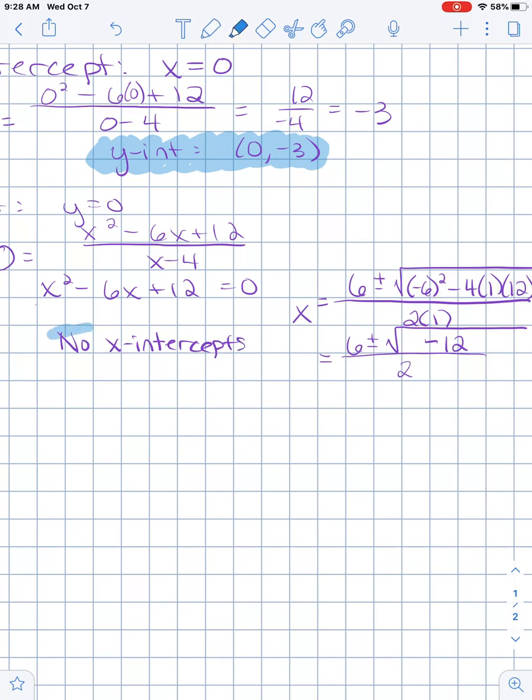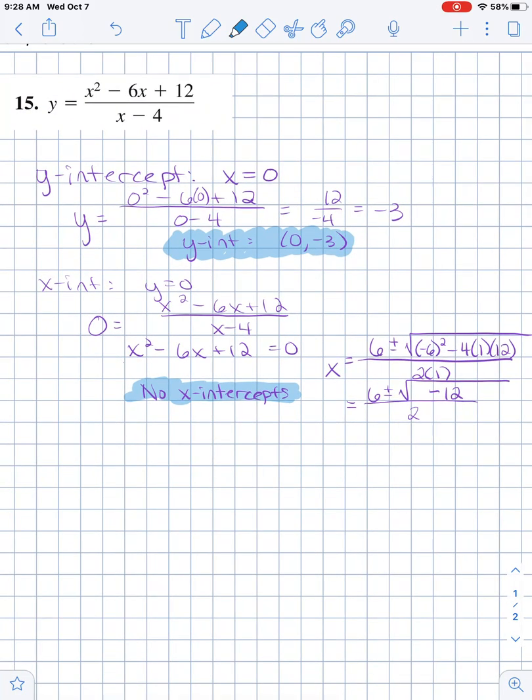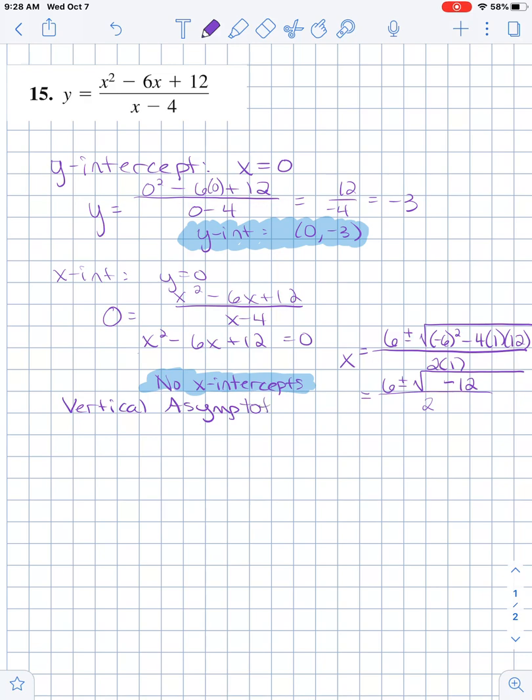The next thing, before we even get into any calculus, is to look at asymptotes. We just noticed that the numerator does not factor. What that means is x minus 4 in the denominator is a non-removable discontinuity. Since it is non-removable, there is a vertical asymptote on this graph. Remember, removable would be a hole. There is a vertical asymptote at x equals 4.